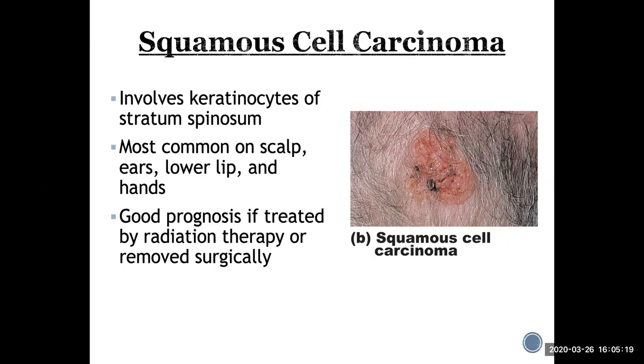Most common on the scalp, ears, lower lip, and on the hands. And it can be treated by surgery. So if it's small enough, you can excise it and close the hole, which is fine. Or you can treat it by radiation. Radiation therapy seems counterintuitive, right? Because radiation causes cancer, but at the same time, the damage that it causes will affect cancerous cells more and faster than it will affect the surrounding healthy tissue.